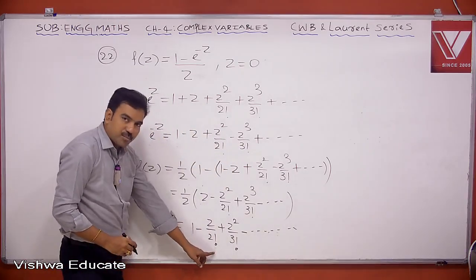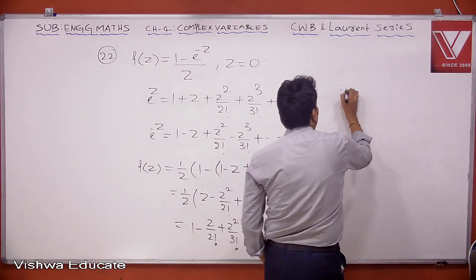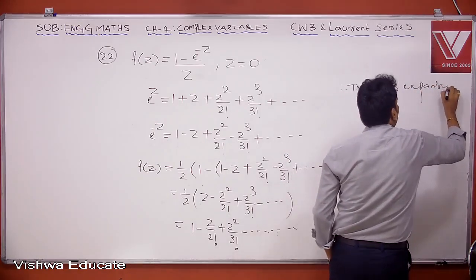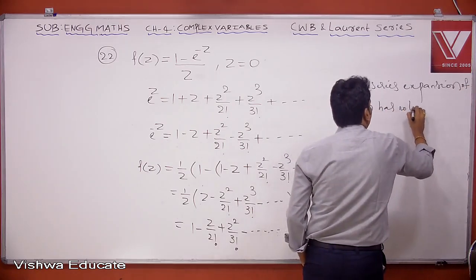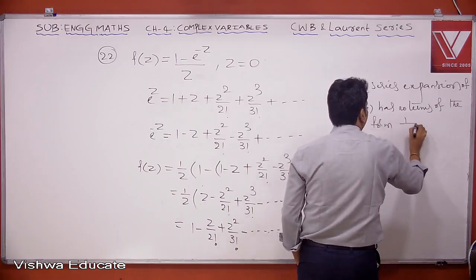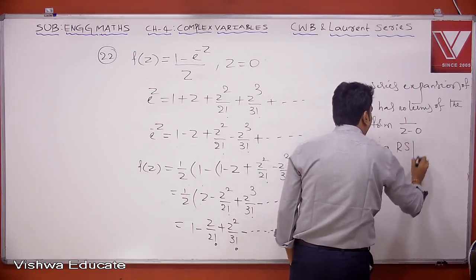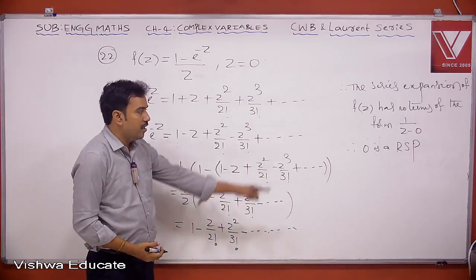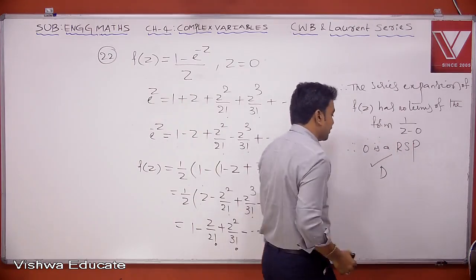Now when you look at this series expansion, we don't have z terms in the denominator. Therefore the series expansion of f of z has no terms of the form 1 by z minus 0. Therefore 0 is a RSP, a removable singular point. I don't have any terms in the denominator once I go through series expansion. Therefore 0 is a RSP, so removable singular point. So option D is right answer.